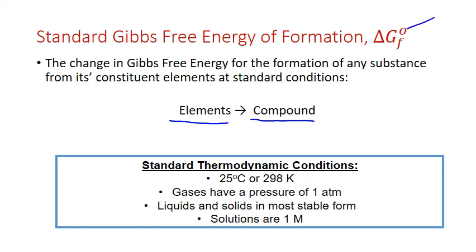The degree sign, as a reminder, indicates standard thermodynamic conditions. So this means it's the Gibbs free energy of formation for that process at 25 degrees Celsius or 298 Kelvin. All gases that are present are assumed to have a partial pressure of 1 atmosphere. Liquids and solids are in their most stable form, and any solutions have a concentration of 1 mole per liter.